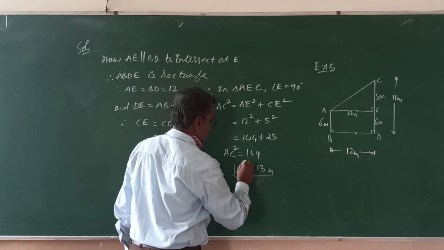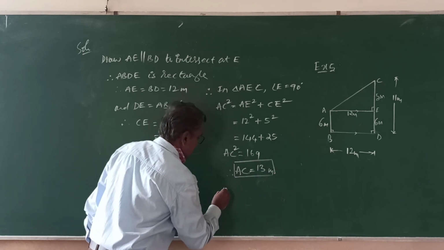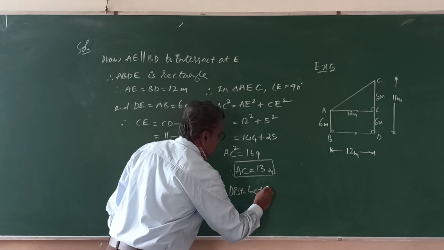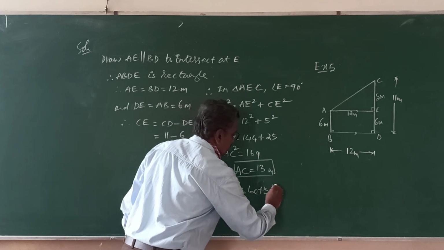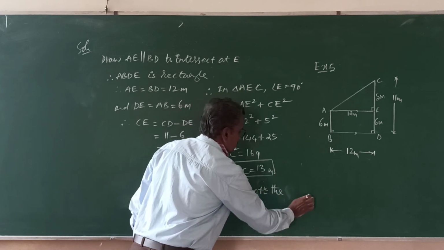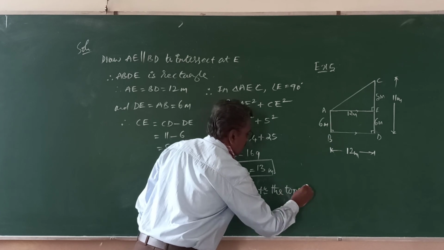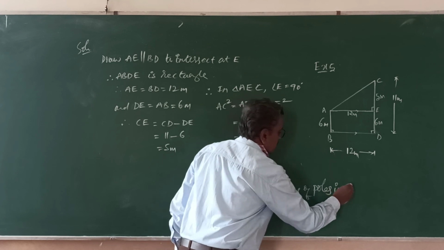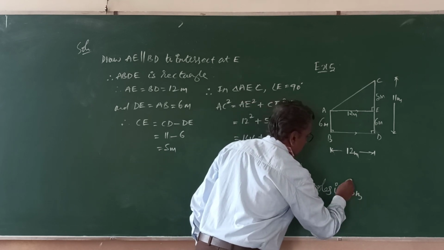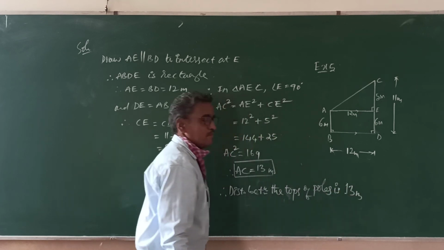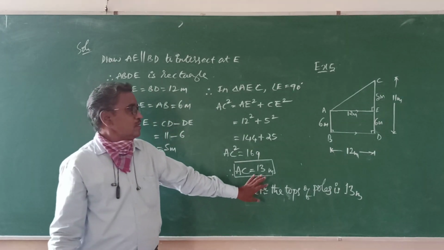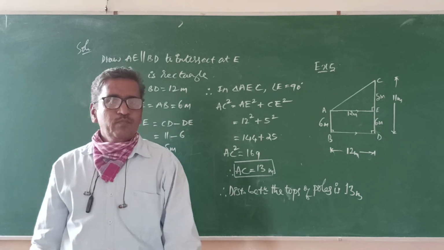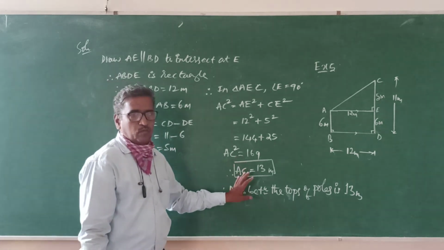So what is that? The distance between the tops of the poles is 13 meter. In this way we are going to calculate more examples related to Pythagoras theorem. Some more examples are there. We'll see tomorrow. Okay.